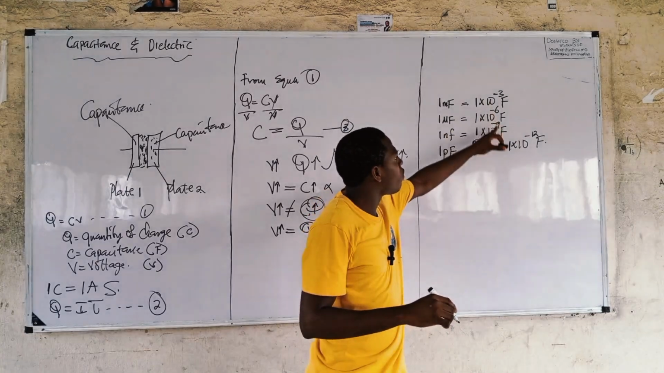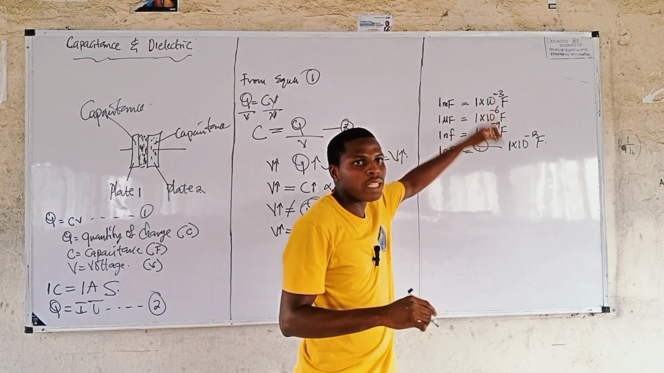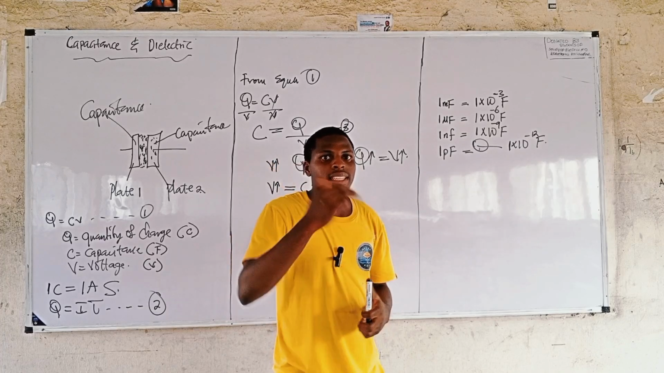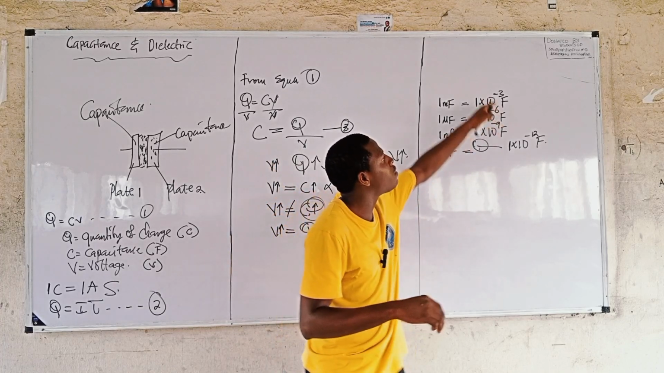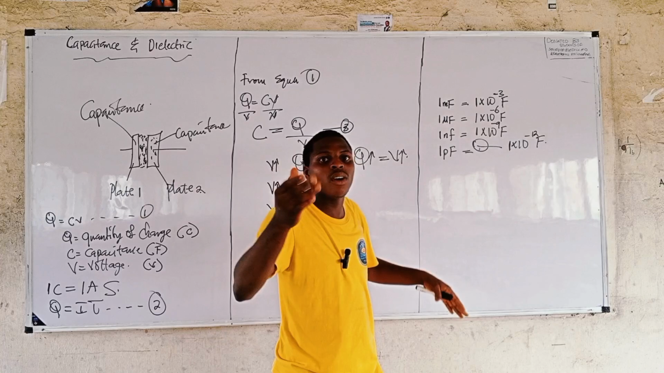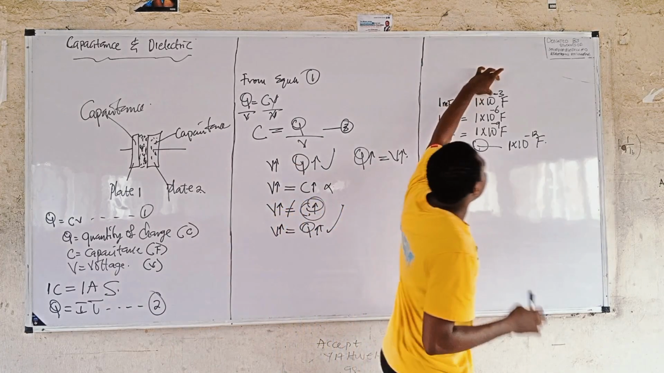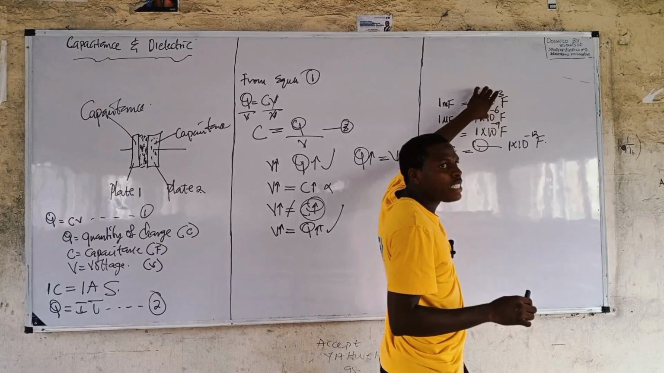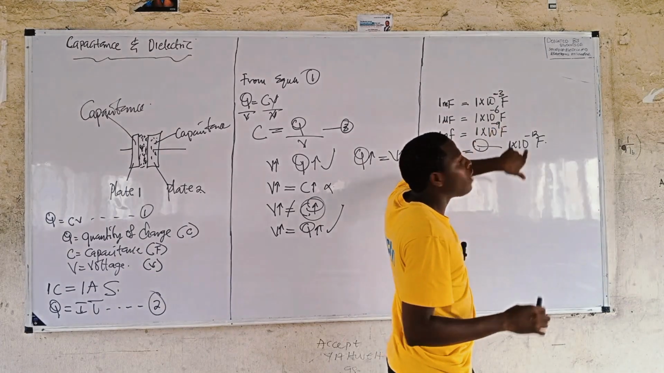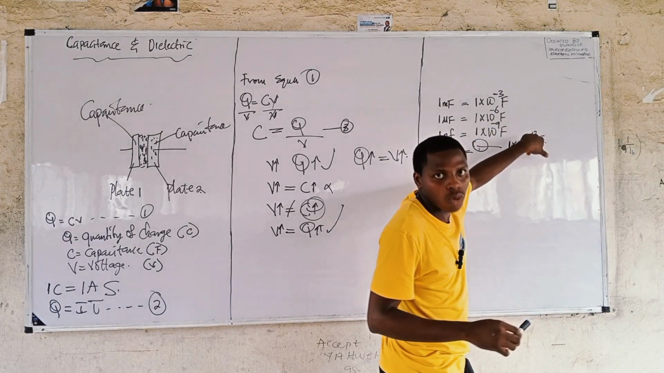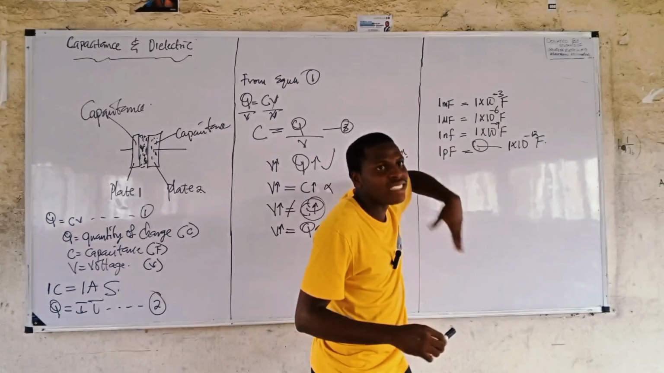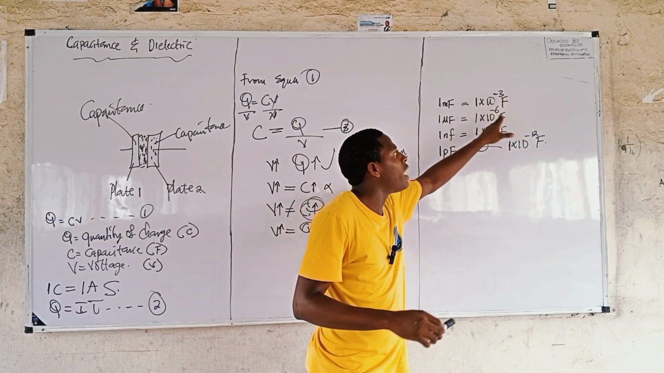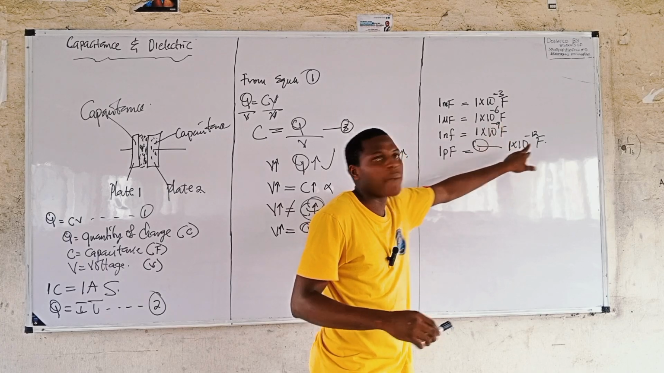Now note this. All these values of farads have a sequence of 3, whether increasing or decreasing. What do I mean? If you add 3 to 3, you have 6. If you add 3 to 6, you have 9. If you add 3 to 9, you have 12. Are they increasing or decreasing? They are decreasing. We have minus 3, minus 6, minus 9, and minus 12.